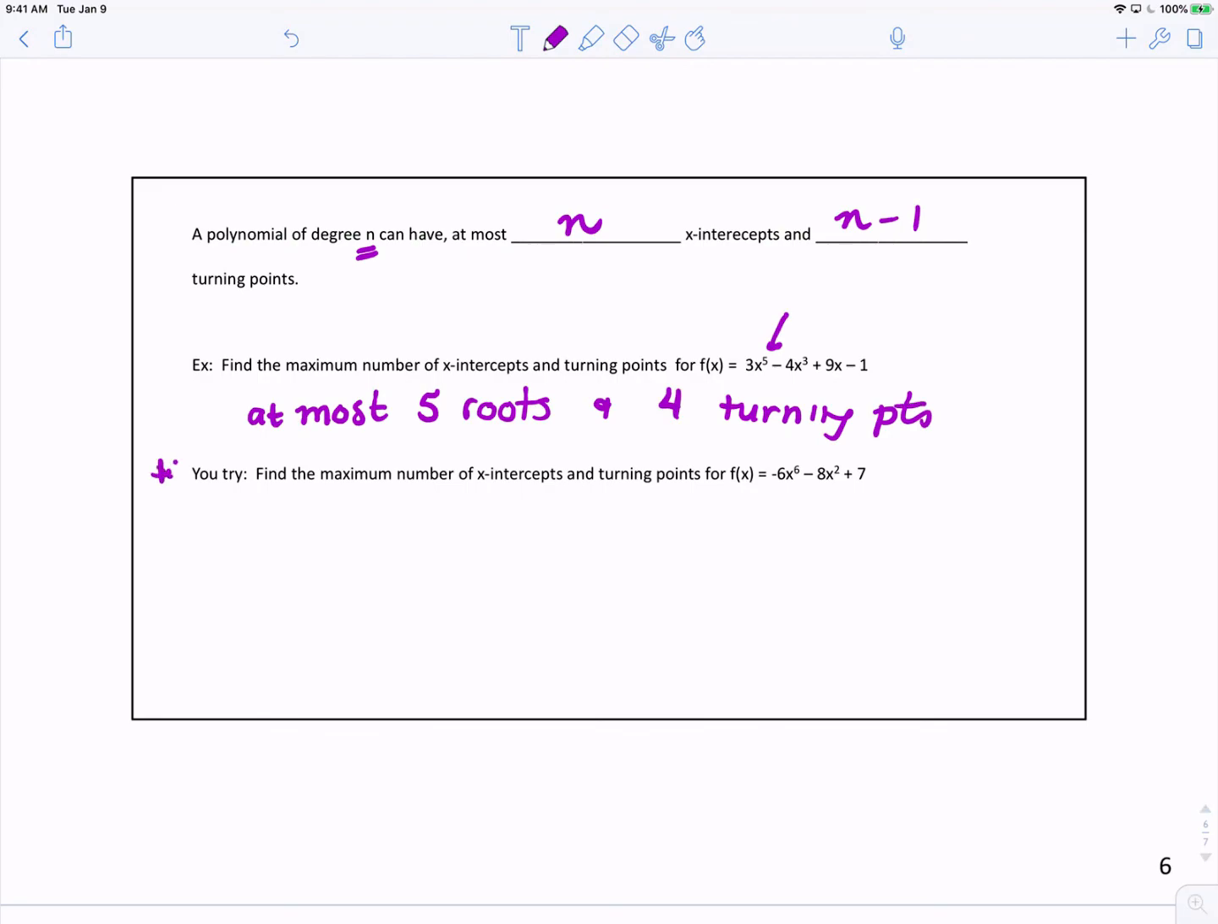Here's one last one for you to try. Find the maximum number of x-intercepts and turning points for this polynomial. So the first thing you're going to do is look at its degree, and then from there, figure out how many roots and how many turning points.